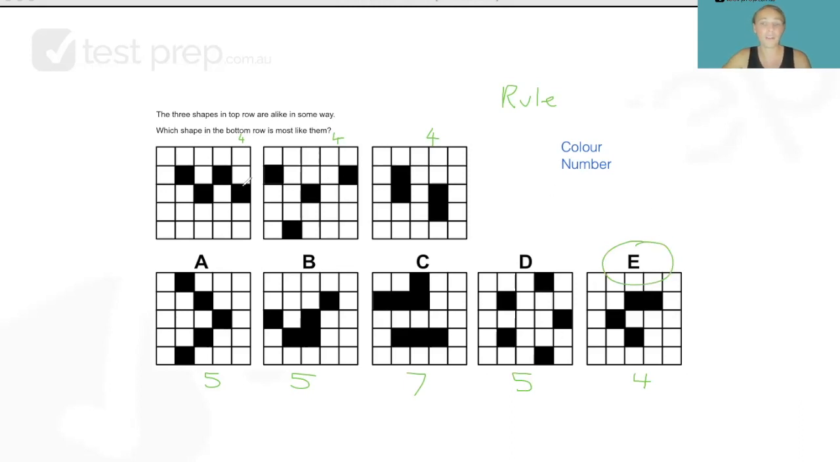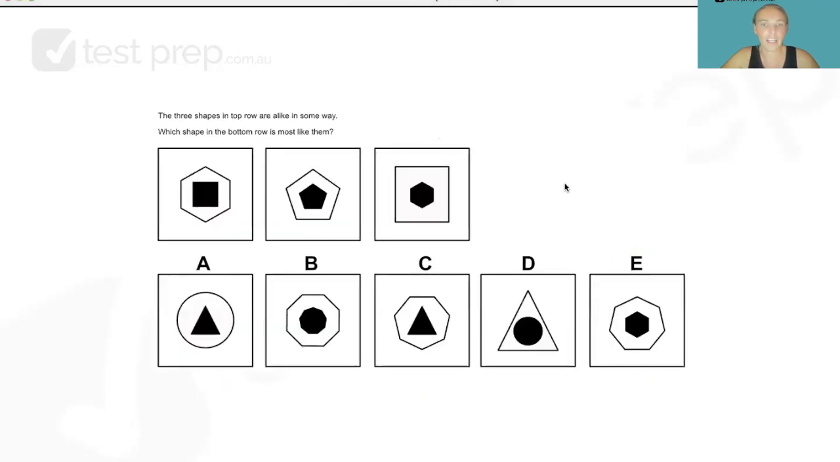Other rules we might look for is, are they touching, or are they all not touching, or do they make a particular shape? So there's all sorts of rules we could look for there. All right, let's have a look at the next one. So this is quite a fun thing. We can do a lot of things with shapes.